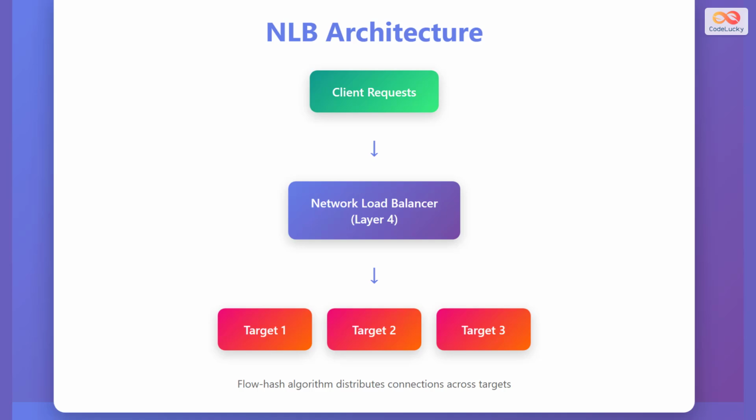The architecture of Network Load Balancer is elegantly simple. Client requests arrive at the NLB, which operates at Layer 4. The load balancer then uses a flowhash algorithm to distribute these connections across multiple targets. This algorithm considers factors like source IP, source port, destination IP, destination port, and protocol to ensure consistent routing. Once a connection is established, all packets from that flow go to the same target, maintaining session consistency.